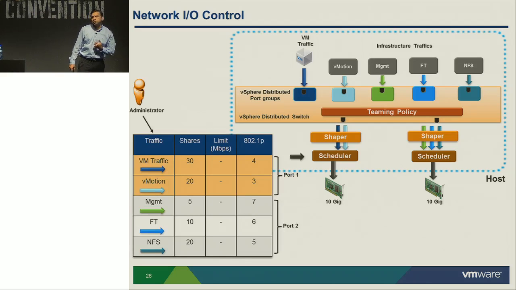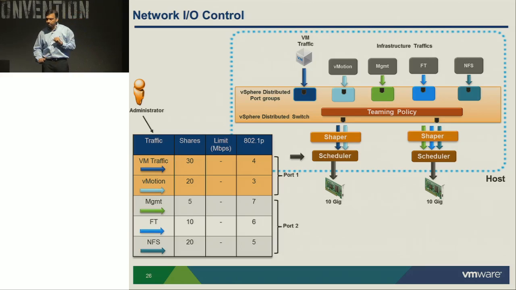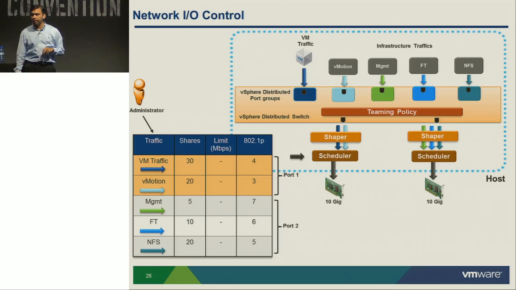So in network I/O control, you have the capability to define the shares and limits. This is exactly similar to what you have been doing with the CPU and memory resources, where you have shares for giving the CPU resources to a virtual machine or the memory resources to a virtual machine. Similarly, for your traffic types, here we have 5 different traffic types, and you have the capability to provide shares and limits to those traffic types. So suppose you focus on the first 2 rows, the virtual machine traffic and vMotion traffic. I have given virtual machine a share of 30 and vMotion a share of 20.